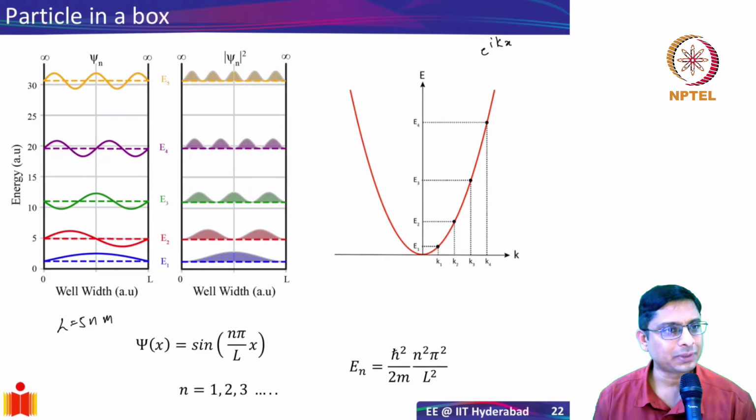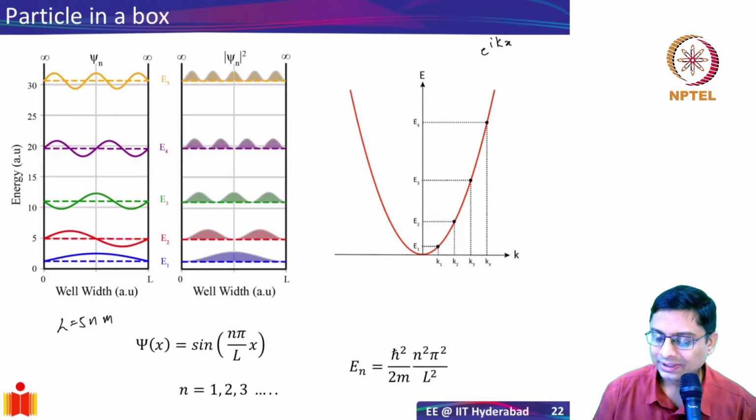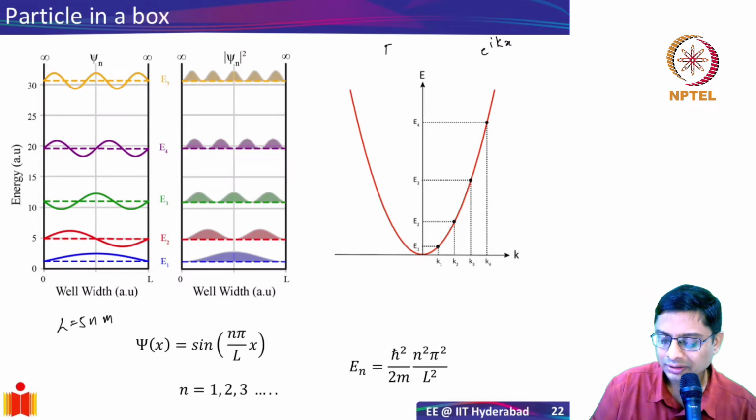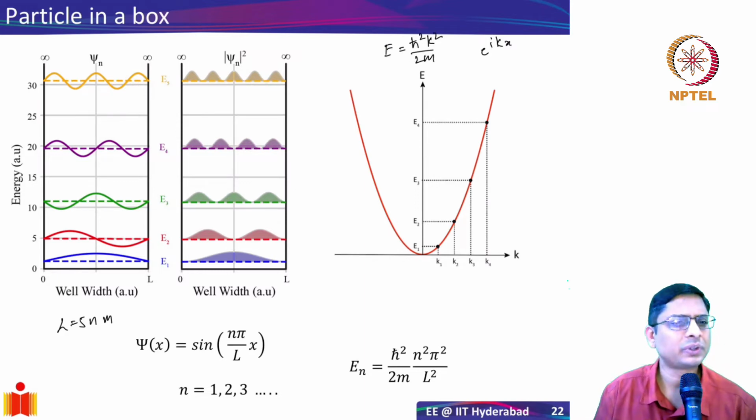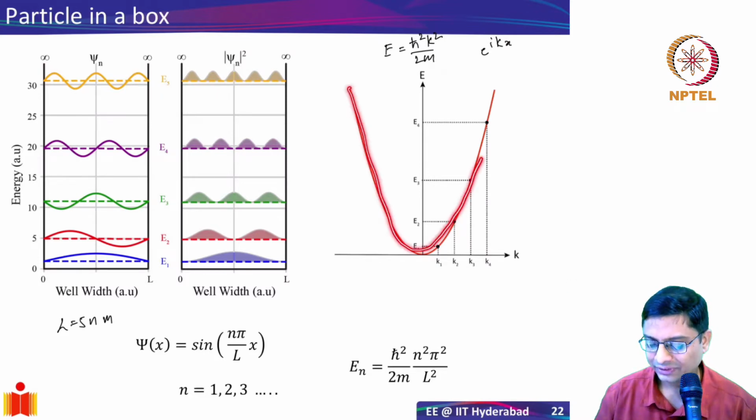And then if I look at the dispersion relation for such a wave, I'll see that E is going to be h cross square k square by 2m. Okay, this is what we call parabolic dispersion for electrons in a semiconductor. So all the regular semiconductors exhibit this parabolic dispersion. So the E versus k dispersion relation is going to be like this.